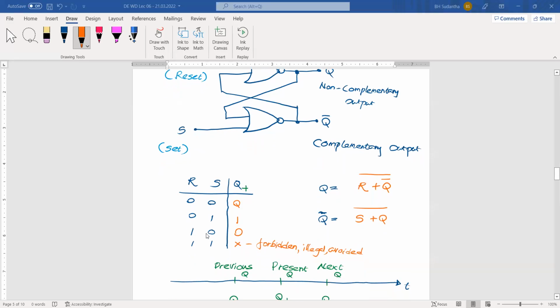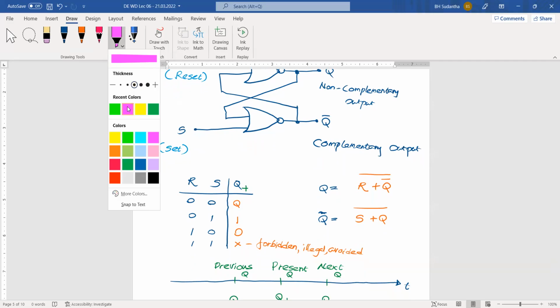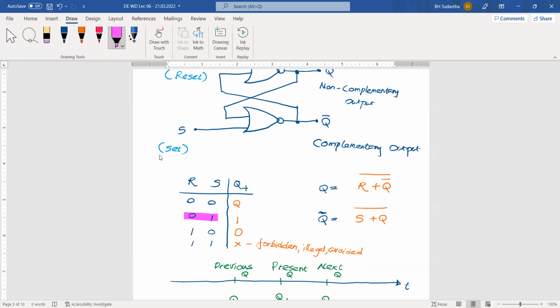According to that, when you consider this combination, what is the meaning of this combination? Here S is 1. S is 1 means we want to have the logic 1 at the output. That's why when you give this one, output will be 1. Then when you consider this combination, here R is 1. R is 1 means we want to reset the output. Then we have 0.